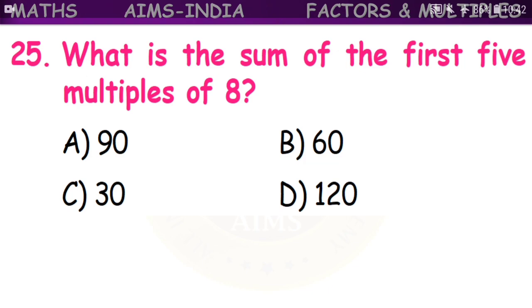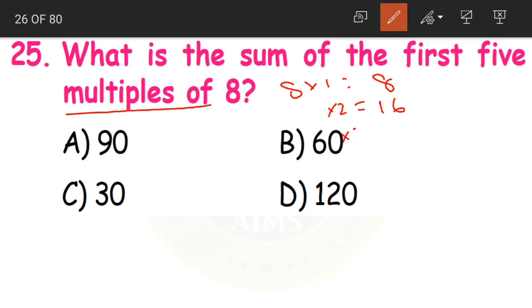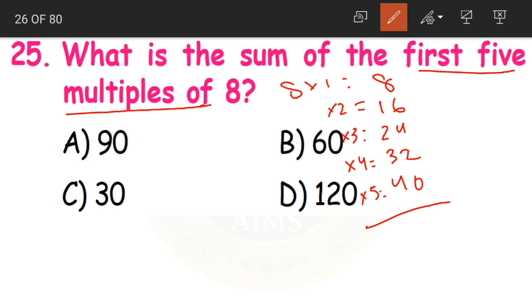Next question. What is the sum of the first 5 multiples of 8? Now what are the multiples of 8? How will we get them? 8 ones are 8, 8 twos are 16, 8 threes are 24, 8 fours are 32, 8 fives are 40. These are our first 5 multiples of 8. Now what should we do? Sum. That means we need to add all these together.